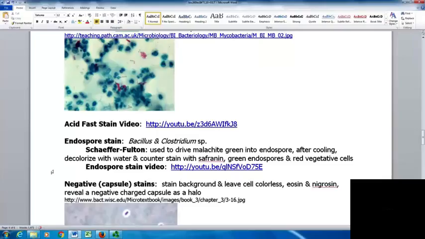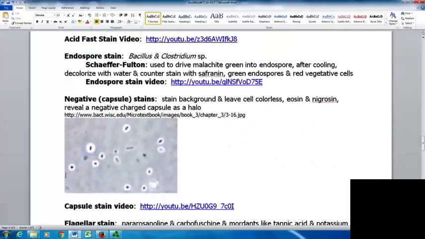Here you use the Schaeffer-Fulton method. This is used to drive the malachite green into the endospore. This is done after cooling, and then you would decolorize with water and counterstain with safranin. This will allow you to end up with green endospores and red vegetative cells. This is an example of an endospore stain.